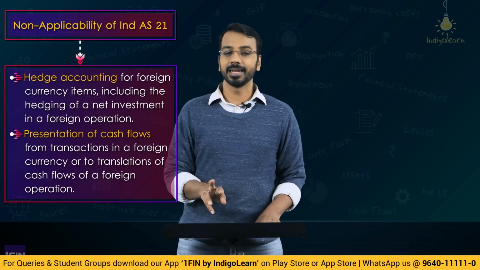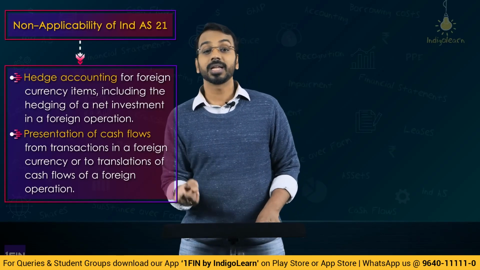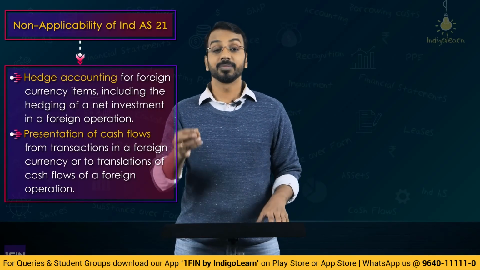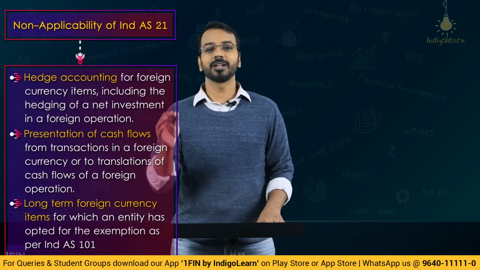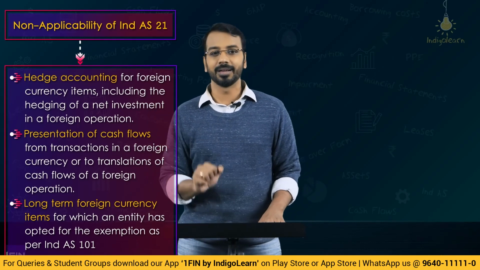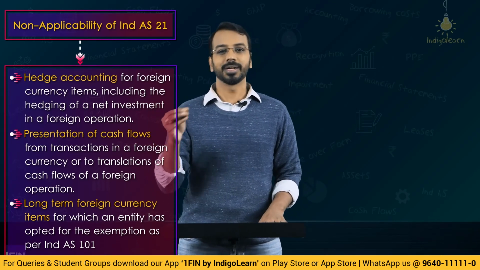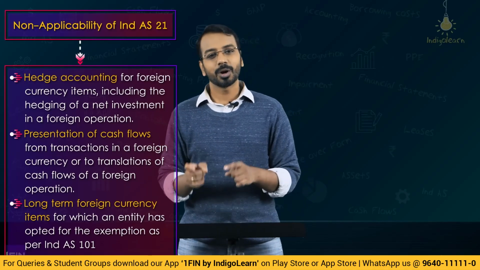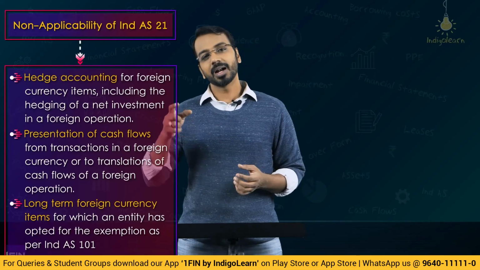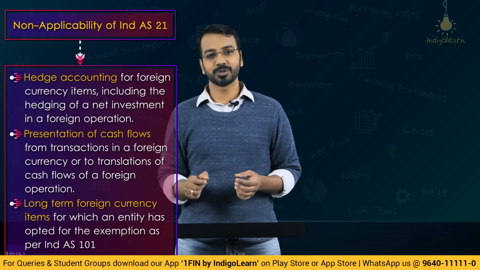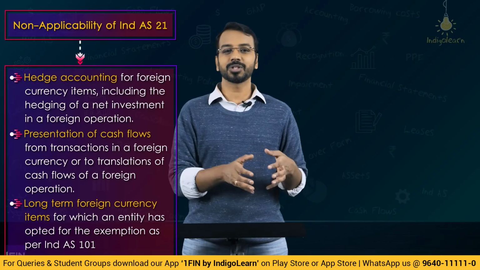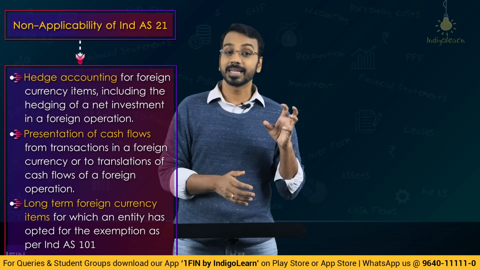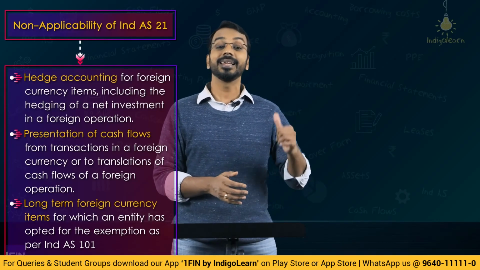exchange transactions, then Ind AS 21 will not apply, but Ind AS 7 that deals with the cash flow statement would apply. And lastly, if an entity has chosen an exemption under paragraph 46A of Accounting Standard 11, which deals with long-term monetary items, and while transitioning into Ind AS they want to continue that exemption, meaning to say under AS 11 we had chosen that exemption, we want to continue that exemption under Ind AS 21, right? Now, Ind AS 21 does not provide for this. This exemption carry forward is given by Ind AS 101, right?